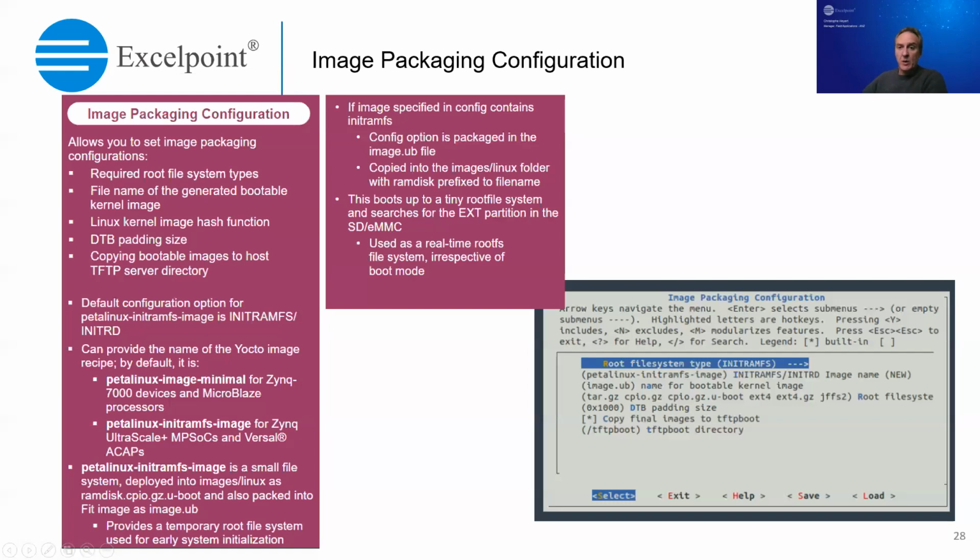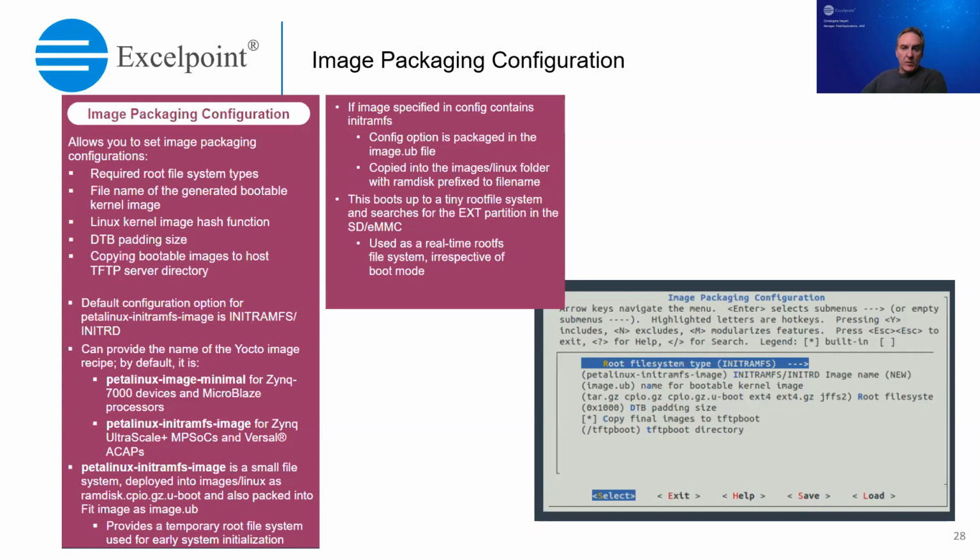You might find it there as an output, but it's also packaged into the FIT image as image.ub, and this allows the specified image to be bundled inside the kernel image. The initramfs initrd image provides a temporary root file system for early system initialization, for example, when loading modules that are needed to locate and mount the real root file system. If the image specified in the configuration contains the initramfs, then the configuration option is packaged in the image.ub file, and it's also copied into the images/linux folder.